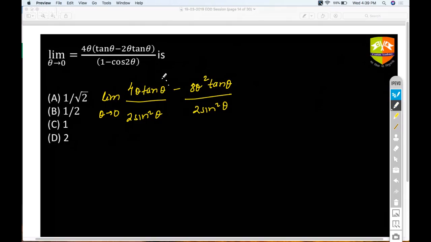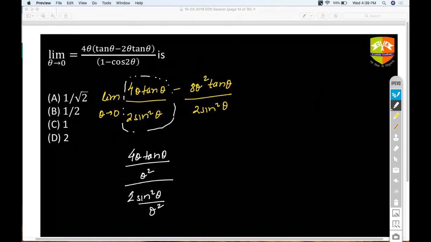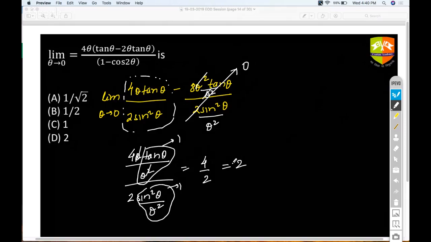In the first term over here, we can divide the numerator by theta square and divide the denominator also by theta square. Whereas in the other case, even if you divide by theta square in the numerator and denominator, you would realize that still the numerator will have an extra tan of theta, which will make things go zero in this case. While in this case, it will become 4 by 2, because tan theta by theta is going to be 1. Sine square theta by theta square is again going to be 1. So your answer is going to be 2 in this case, which is option number D is correct.